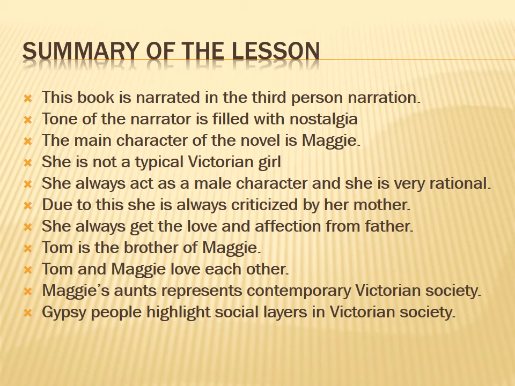Tom is the brother of Maggie. Maggie's aunts represent the contemporary Victorian society. Gypsy people highlight the social layers in Victorian society. The main setting of the novel is Dorlcote Mill.